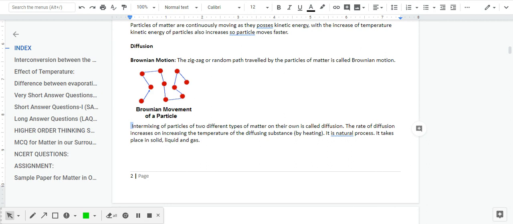So what we are doing in this case is that we are just mixing two states of matter, that is sugar, that is solid, and we are dissolving sugar in liquid, that is water. So liquid, water, and sugar, solid, we are mixing these two states of matter, right? So rate of diffusion increases on increasing the temperature.